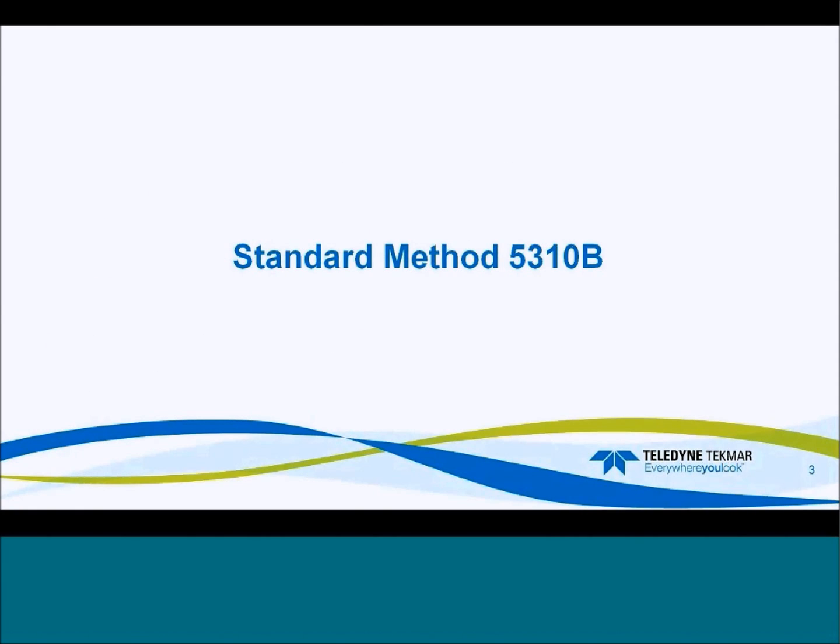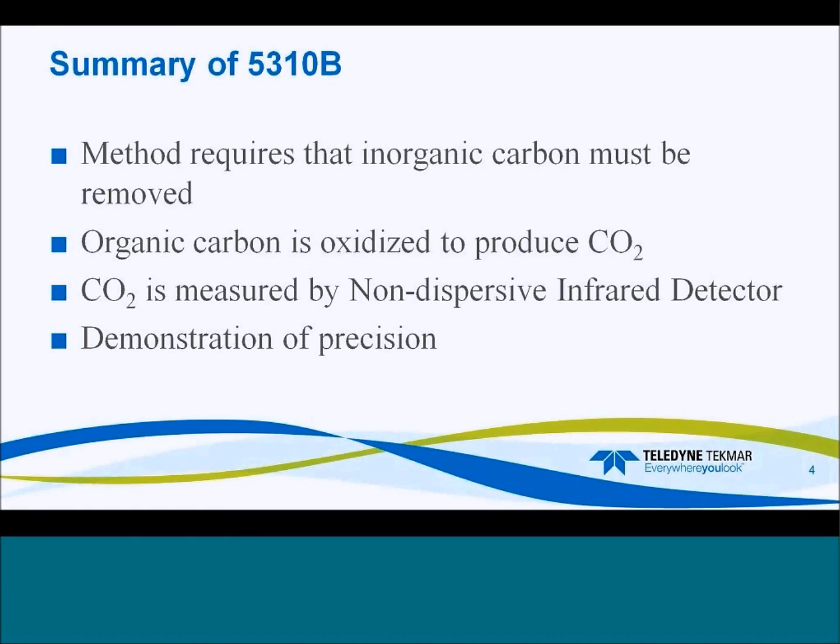So we'll start with 5310B. It's a standard method for total organic carbon, or TOC. First, the method requires that inorganic carbon must be removed. Like I previously stated, it's because the sodium bicarbonate and the sodium carbonate do not increase the potential oxygen demanding load of organic material. So it's removed. What you're left with is the organic carbon, and this is oxidized, and that produces CO2, your carbon dioxide. That is then measured with NDIR, which is the non-dispersive infrared detector. 5310 also requires that precision is measured, and I'll get into that throughout the presentation so that everybody knows the equations that are necessary.